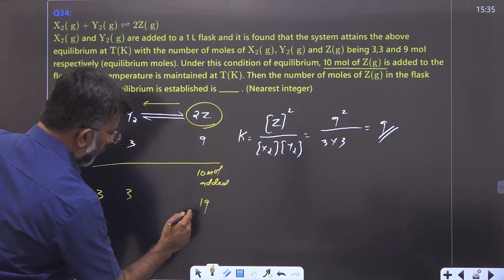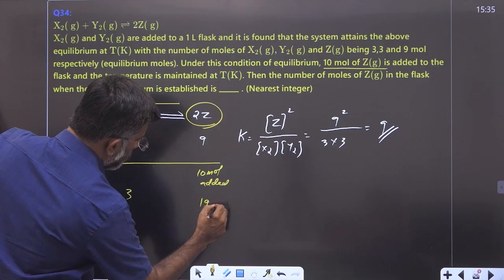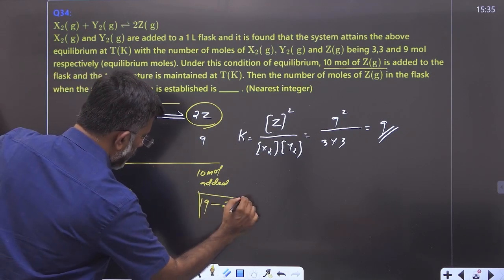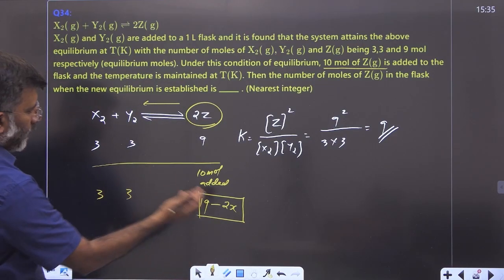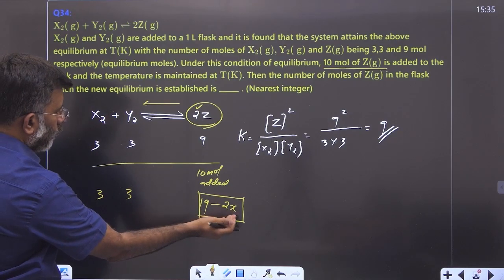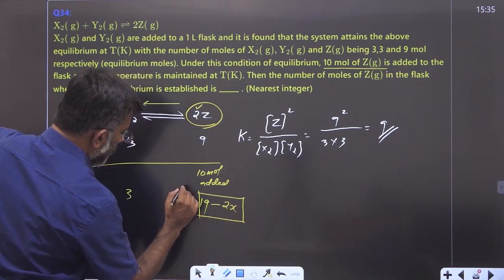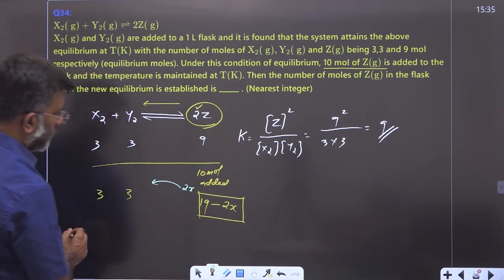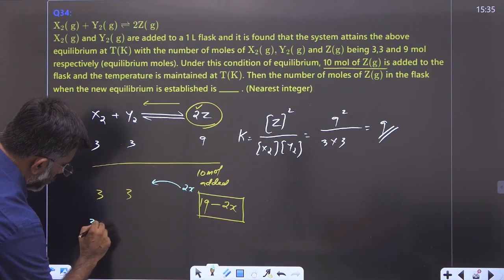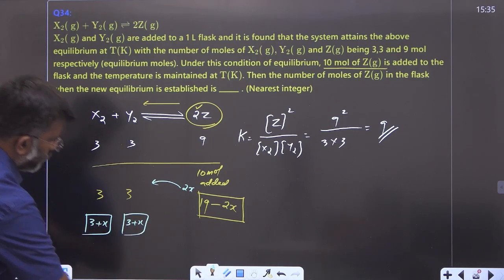So out of 19, let some quantity be converted to this side. Suppose 2x quantity is converted to this side. So the remaining quantity is 19 minus 2x. We take 2x for convenience, because 2 mole will give you 1 mole, 1 mole. Imagine 2x converted, it will be x and x. So here it is x added, so 3 plus x on this side and 3 plus x on this one.